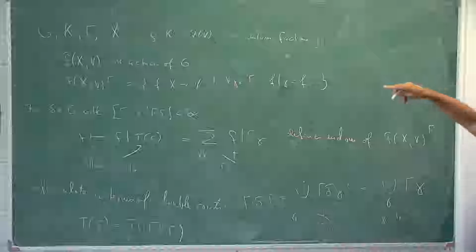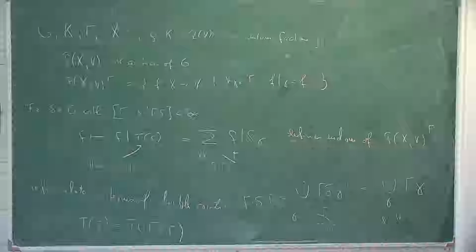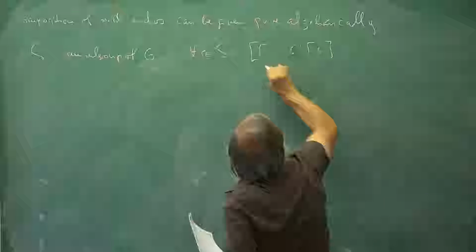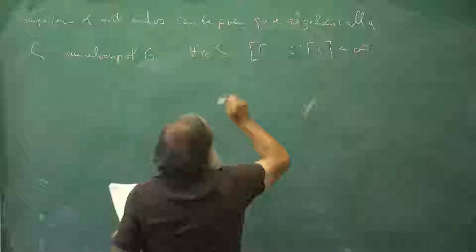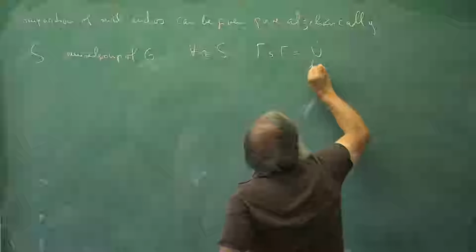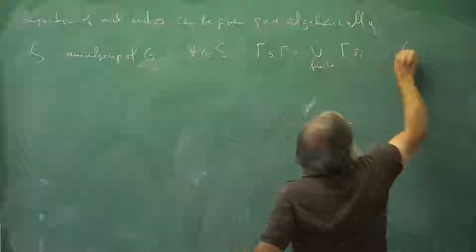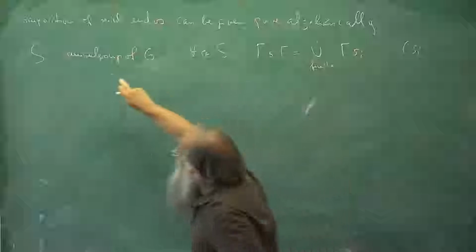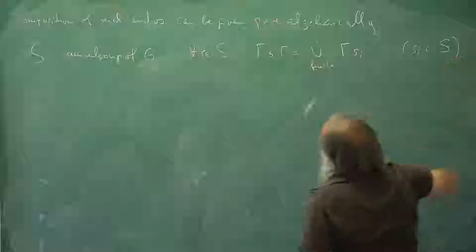So now to this setting here, we add something, namely a semigroup S in G such that for all s in S, these double cosets, gamma s gamma, are finite unions of left cosets, and all the left cosets can be described by elements from this semigroup S. Okay.